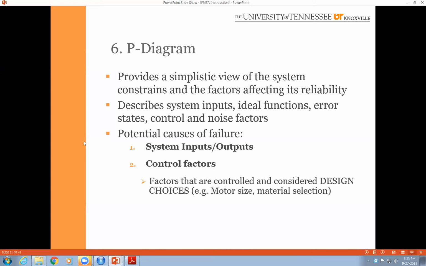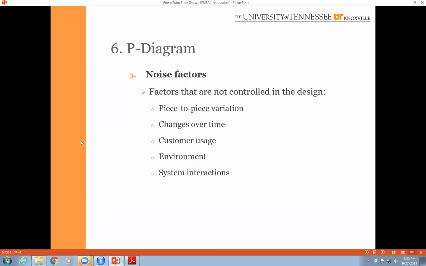If you don't do it properly, right? If you choose the wrong material, for example. So these are items that you can control in design, hopefully. But the ones that you cannot control in the design could also be a potential cause of failure.